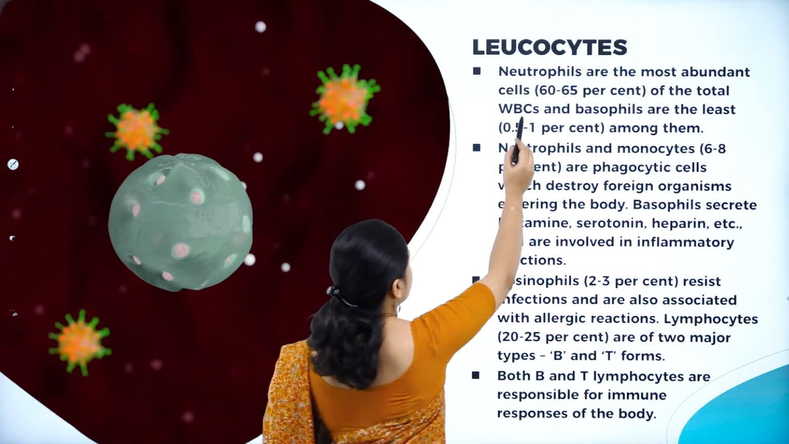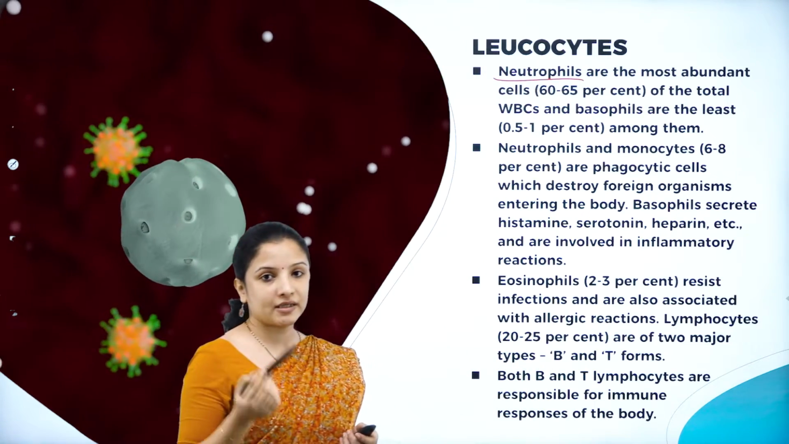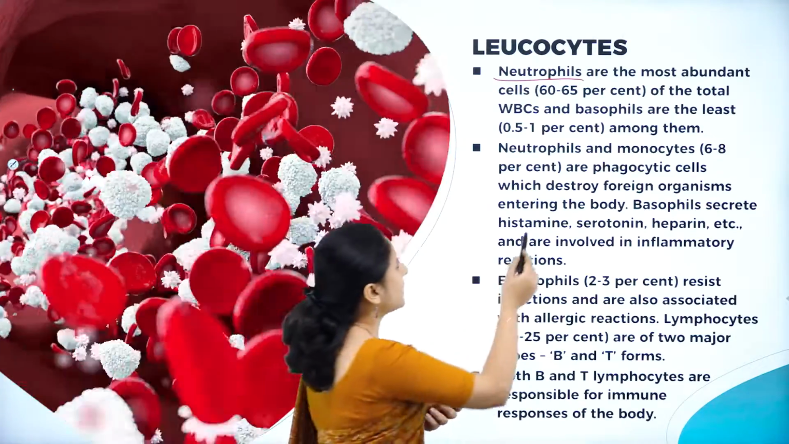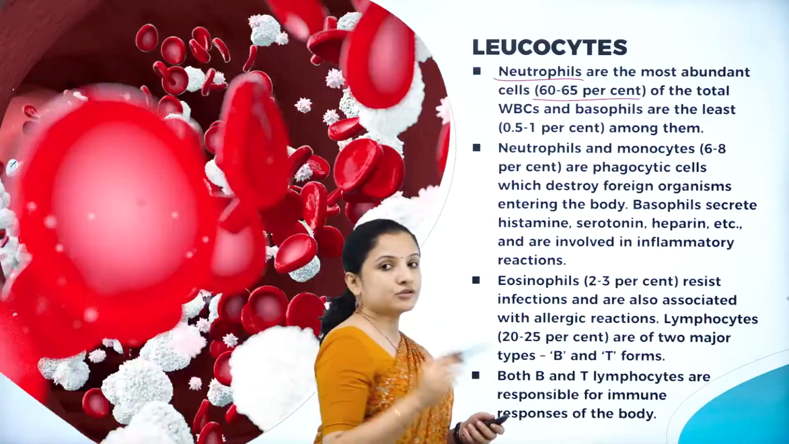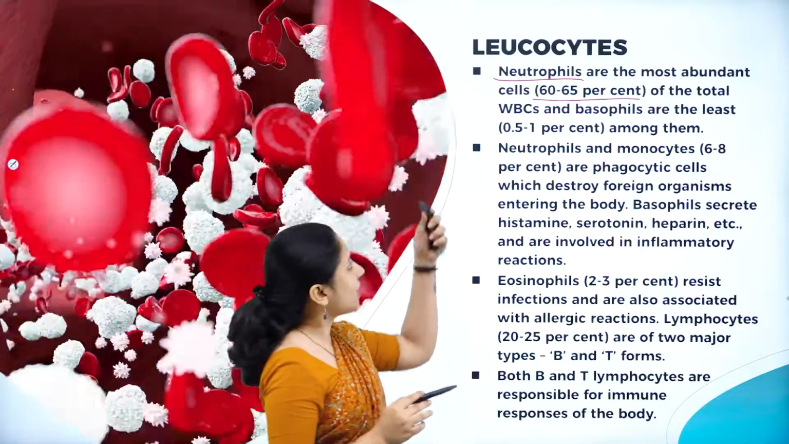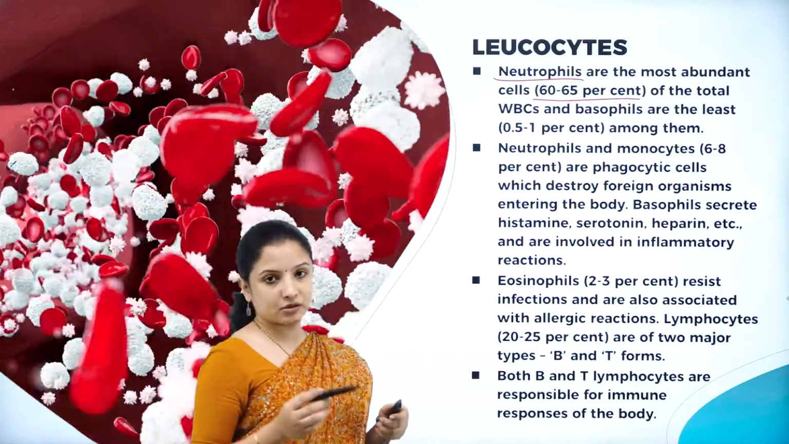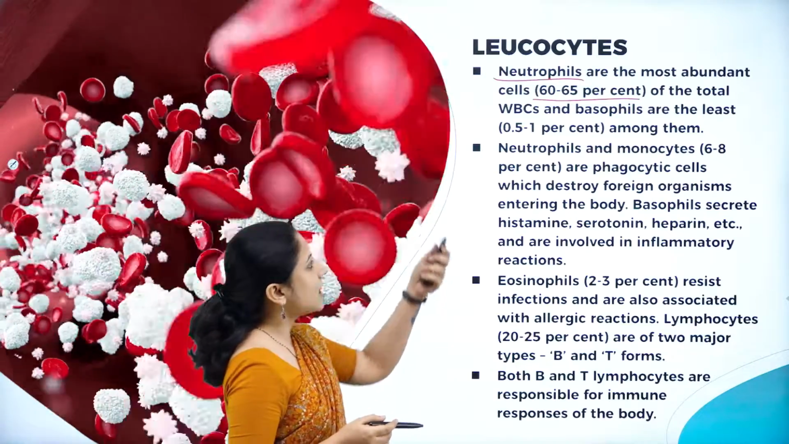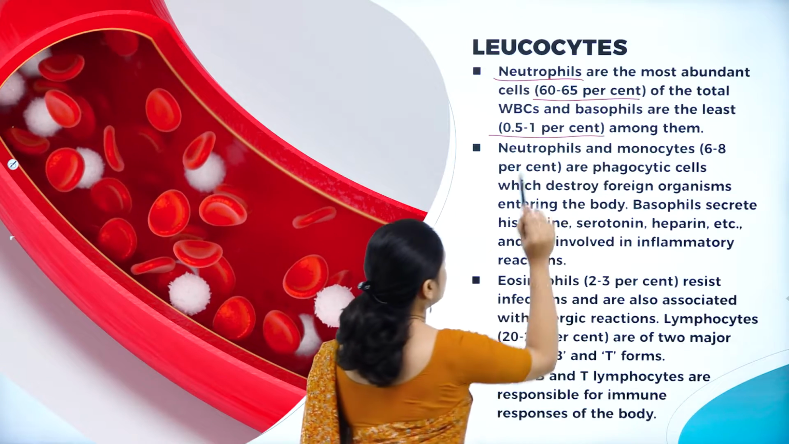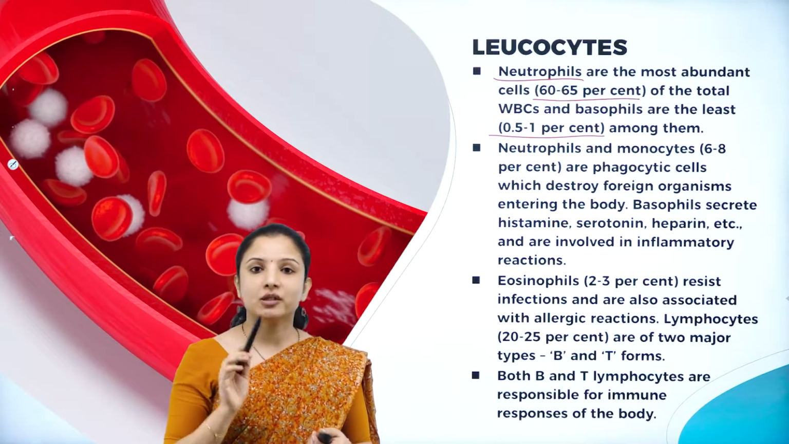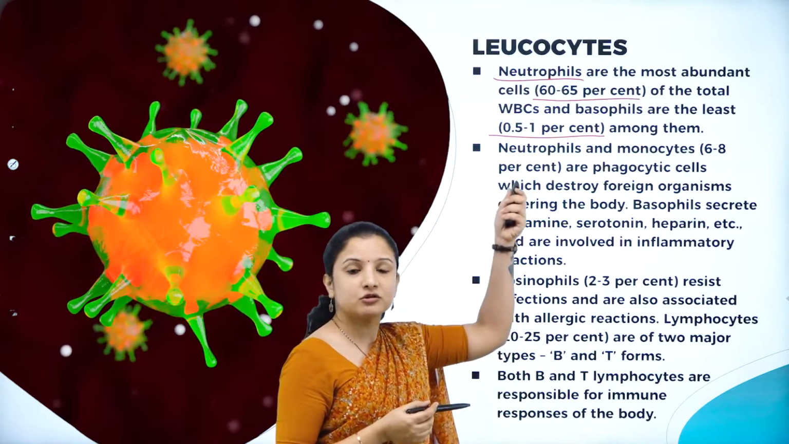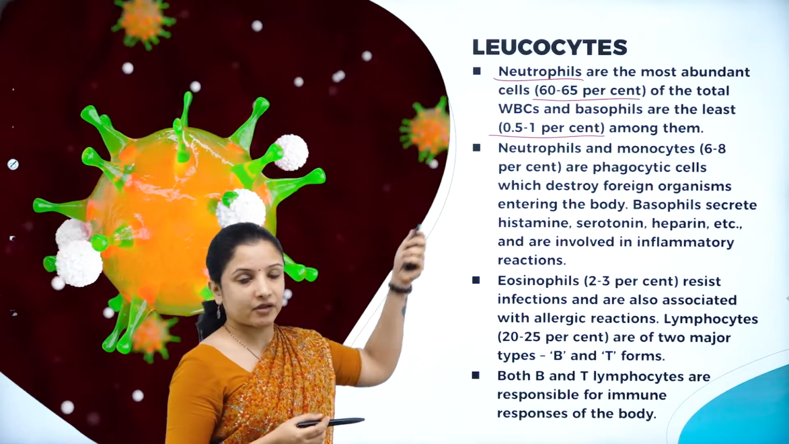Talking about neutrophils, neutrophils are the most abundant cells. Out of eosinophils and basophils, neutrophils occupy 60 to 65% of the WBCs or the leukocytes, and basophils are the least in percentage. Only 0.5 to 1% of the leukocytes or the WBCs are made up of basophils. So all these are 1-mark questions. They can also ask for the NEET exam. So all these are very, very important.